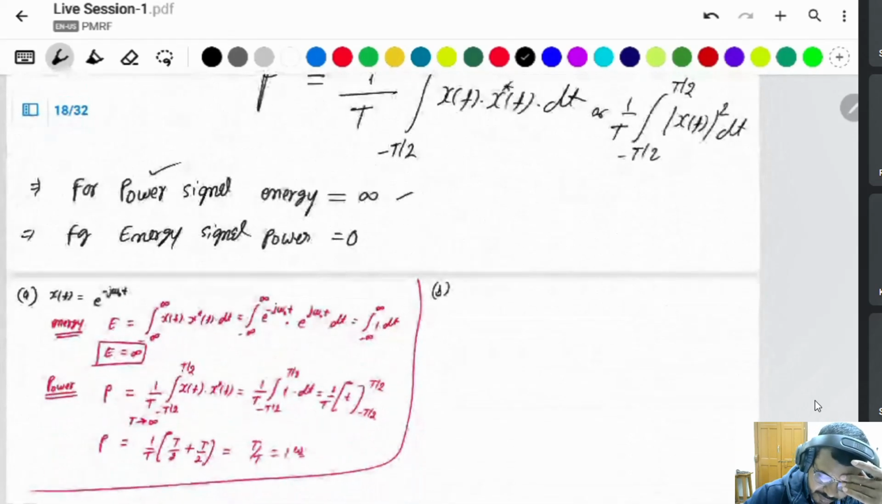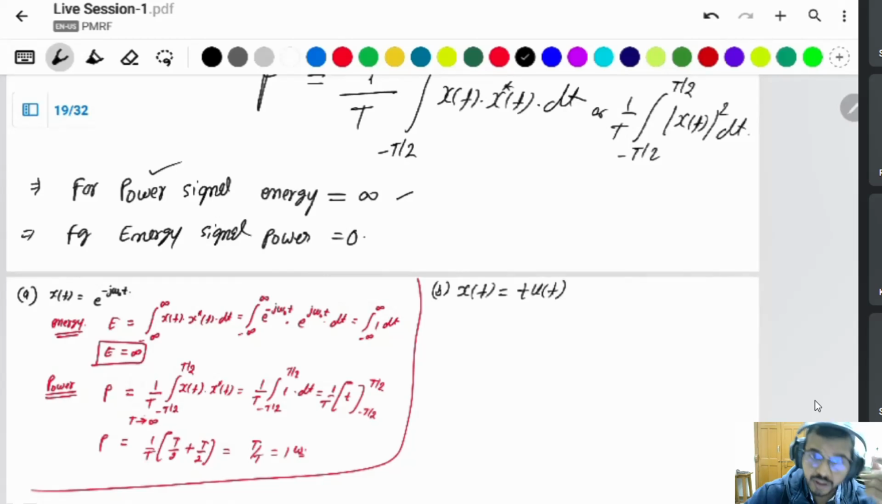Second question: x(t) is t u(t), which is the ramp signal only. You can say this is the same as r(t). This is a ramp signal.